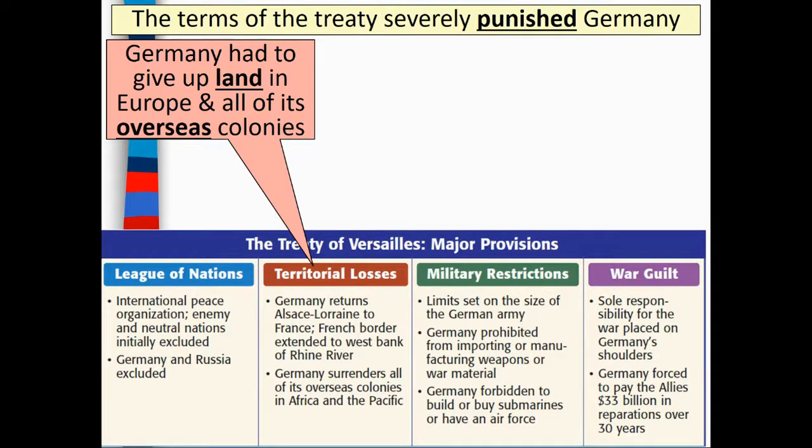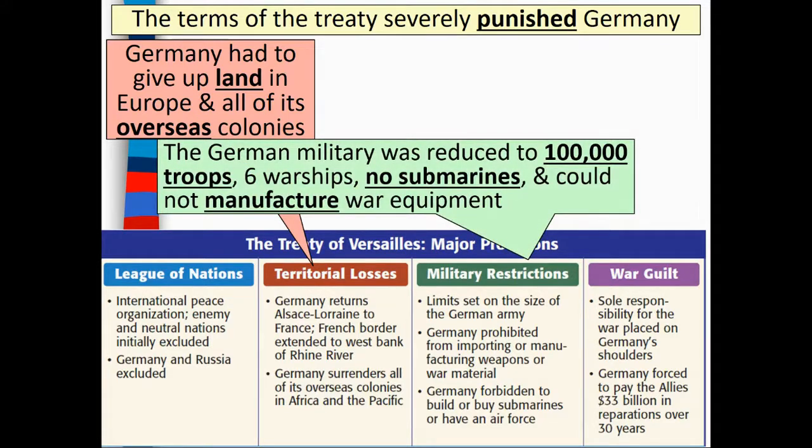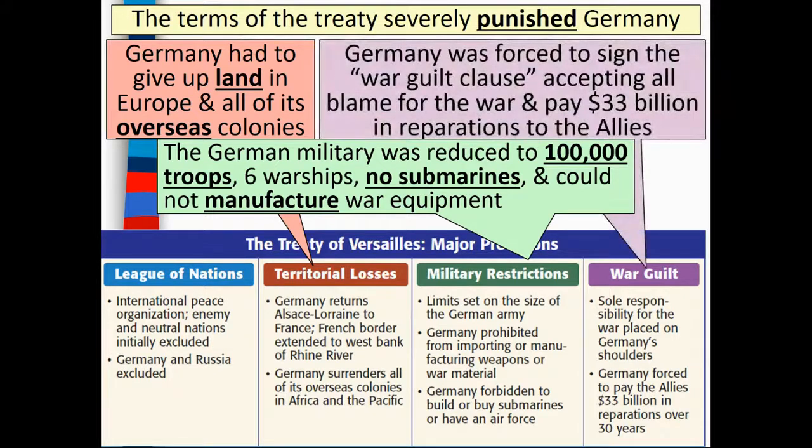Germany had to give up land in Europe and all of its overseas colonies. The German military was reduced to just 100,000 troops, 6 warships, no submarines, and could not manufacture war equipment. Germany was forced to sign the War Guilt Clause, accepting all blame for the war, and they had to pay $33 billion in reparations to the Allies.